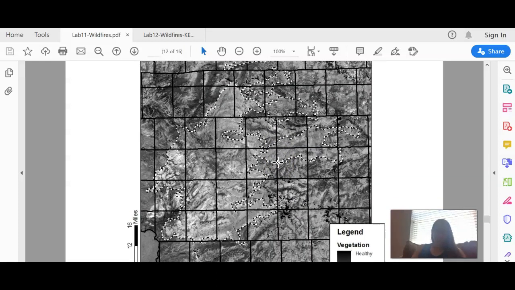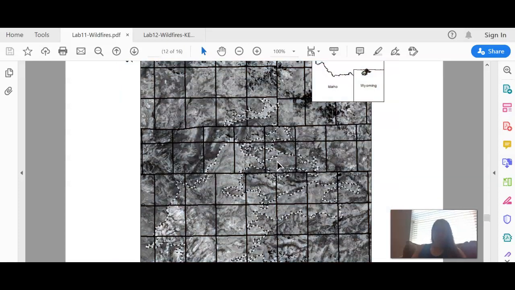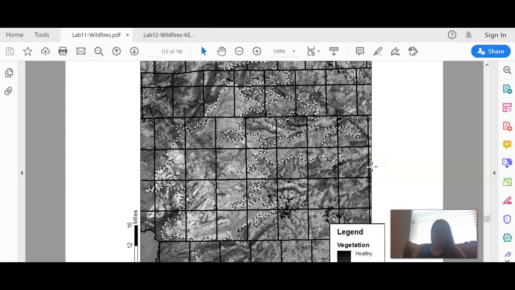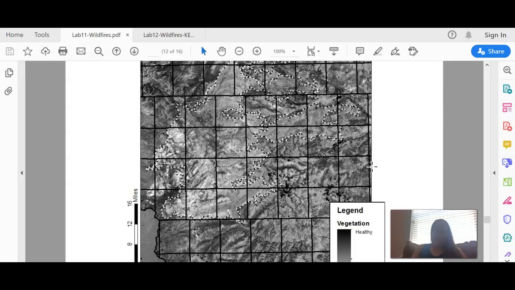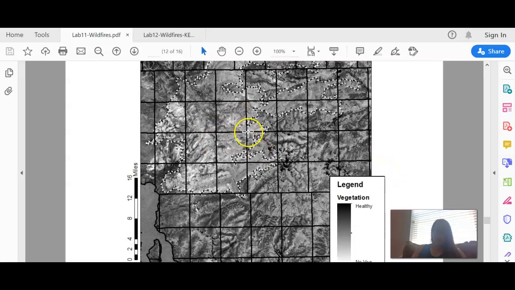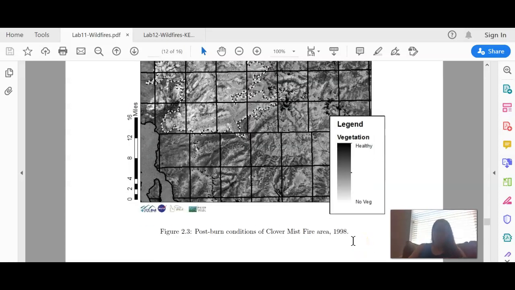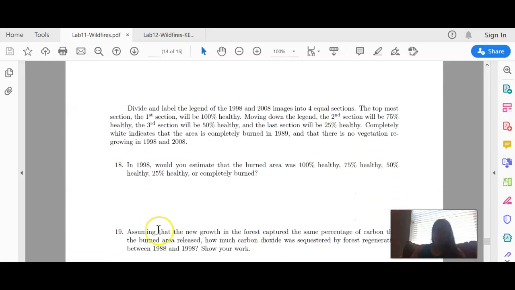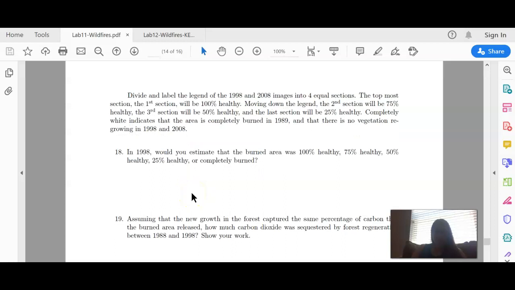I'll give you this first answer just so that you know what I'm expecting. For question 18, what I think is that the area that was originally 100% burned is now about 25% healthy, maybe 35, but that's not an option. So it's closer to 25 than to 50. Then my answer for question 18 would be 25% healthy.